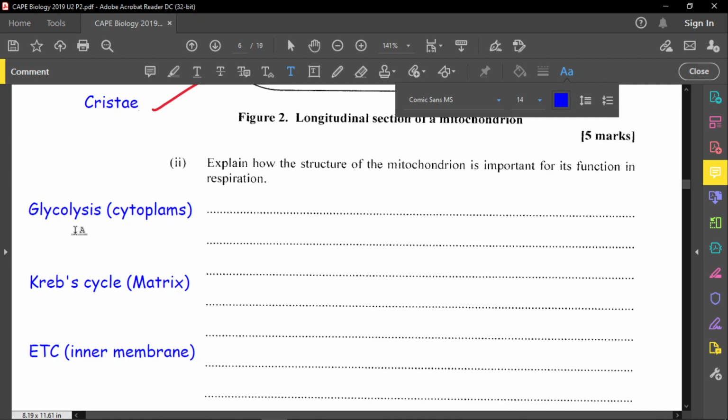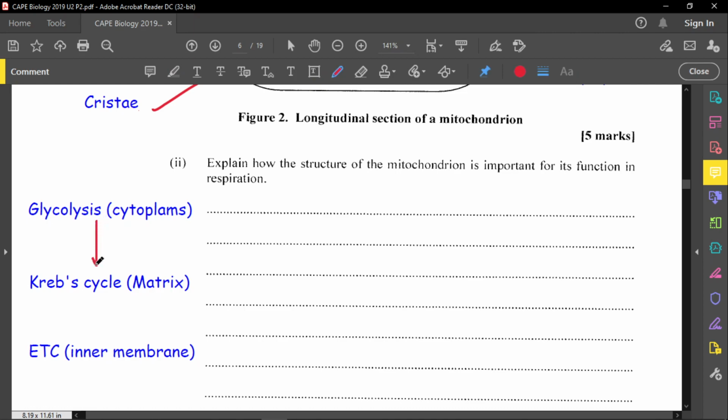So glycolysis does not take place in the mitochondria, but it takes place in the cytoplasm. And that's the order in which they actually occur. So first stage is glycolysis. Second stage is the Krebs cycle, and the third and final stage is the ETC. In the ETC, we actually refer to it as oxidative phosphorylation. Just to make a note of that as well.